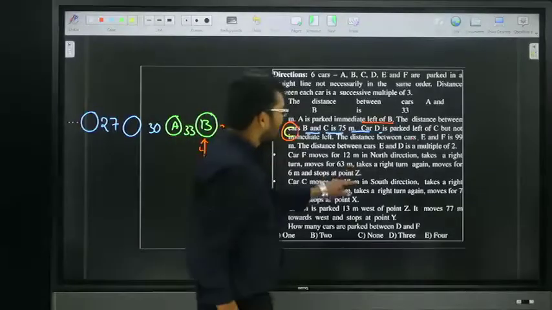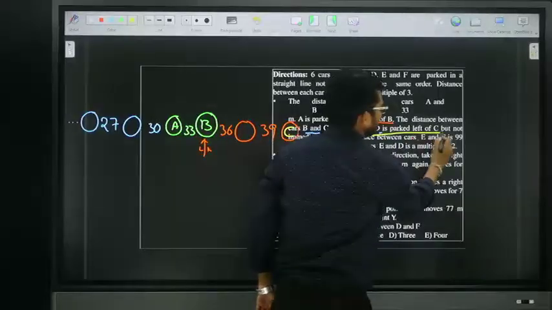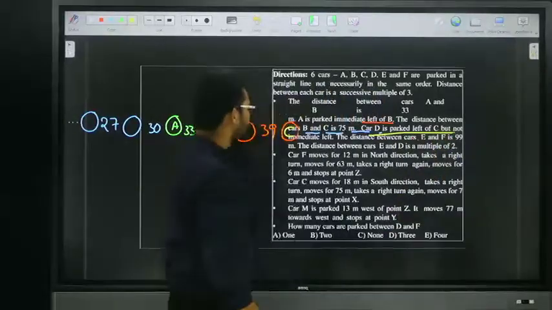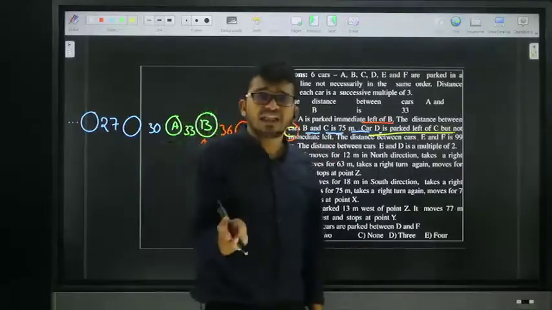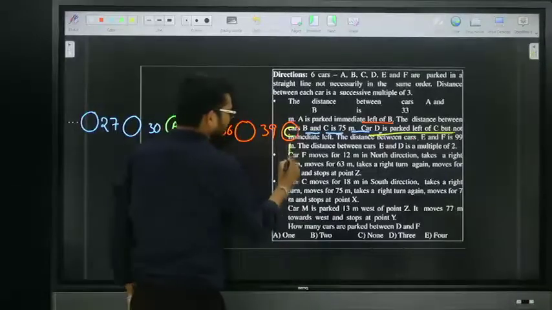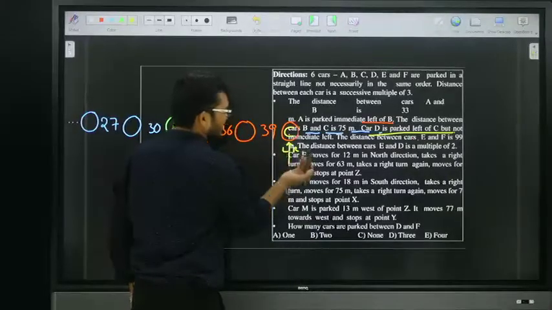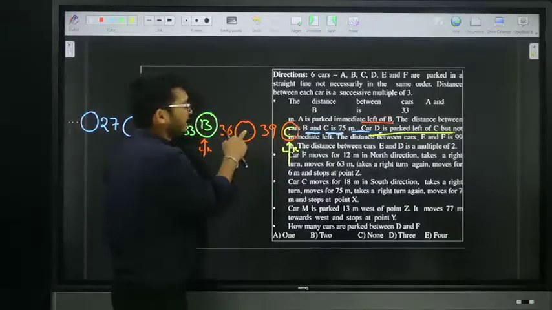See here, car D is parked left of C, but not immediate left. When they are facing north, this one is part left hand, this one is part right hand. Now car D is parked left of C, but not immediate means for D here, no chance.